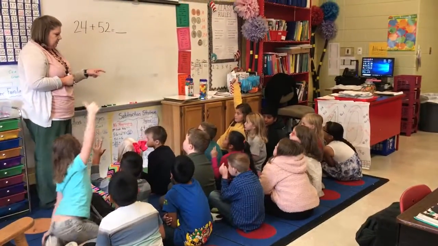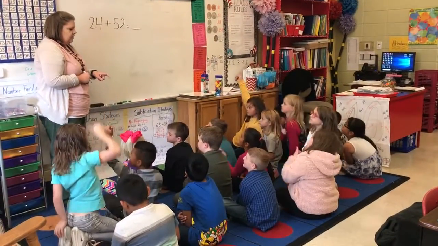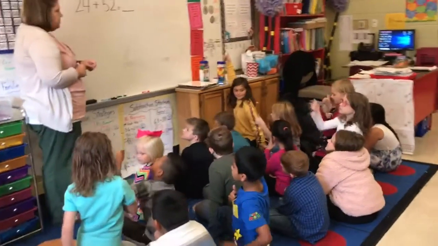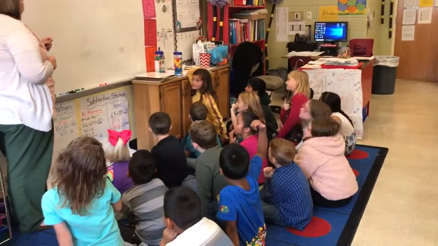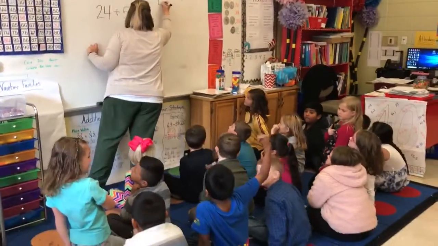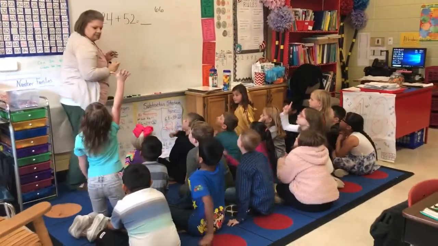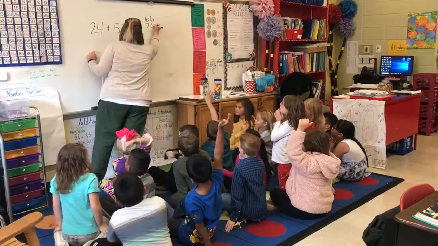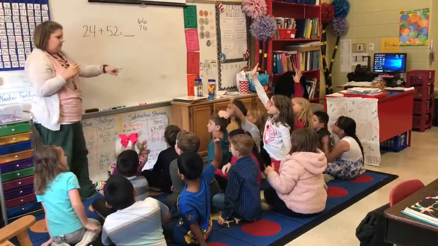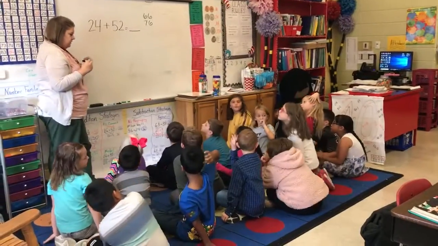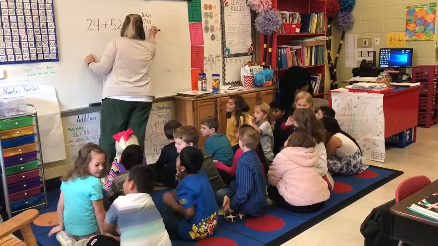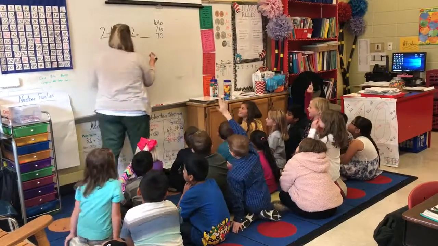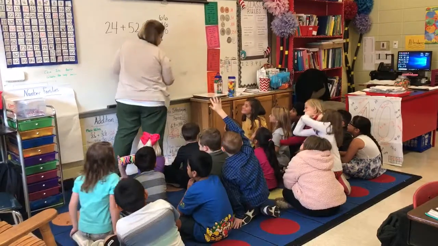Let's see one strategy. Okay, Jansen, what did you come up with? 66. 66, okay. Who had something different than Jansen? Me. What did you have, Anna? 76. 76? Yes. Me too. Did anybody have a different number? I did. Chloe? 70. 70? Anybody else have something different? I don't think it's 66 anymore. 60? I didn't look at the 50. Sorry.